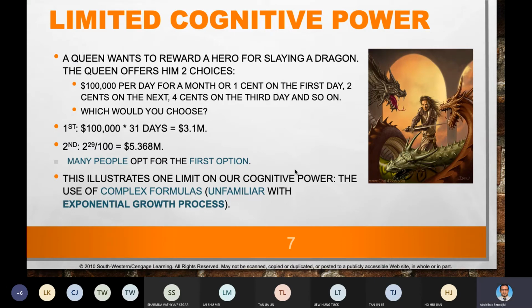But because your knowledge of mathematics or formulas may be very limited, you may not know about exponential growth. If you don't know about that, automatically you choose the first. You will say, hey, first day 1 cent, then 2 cents, then 4, then 8. Within one month, maybe I will just collect 100 ringgit or 200 ringgit. But actually, you are wrong.